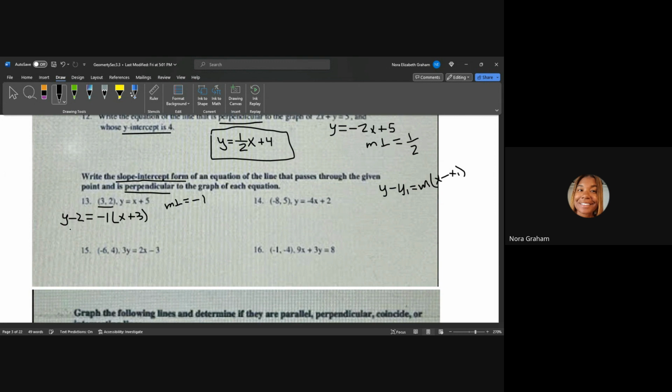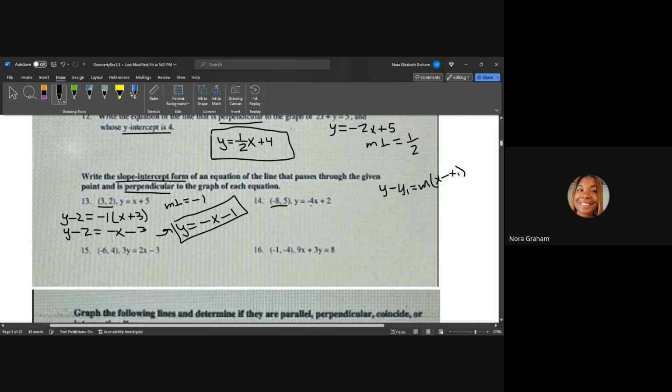Okay. Awesome. Now we just use basic algebra to simplify this down. I get -x minus 3. Oh, that's a hideous 3, but we can deal with it. And then I isolate my y by adding that 2 to both sides. So I have -x minus 1. Okay, perfect. And that is it for that one. So let's go on to the next one.